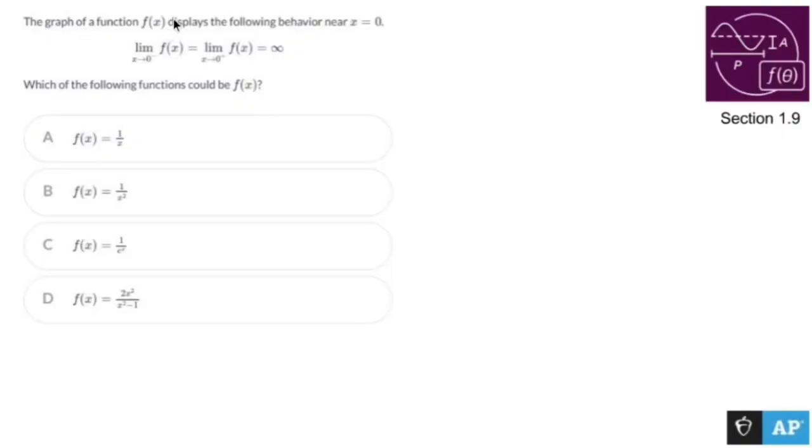The graph of a function f of x displays the following behavior near x equals 0. It's a little hard to read this, so let me just rewrite it out here. The limit as x approaches 0 from the negative side means you're traveling from the left side. That's going to be the same as the limit as x approaches 0 positive, which means from the right side, and both of those equal infinity.